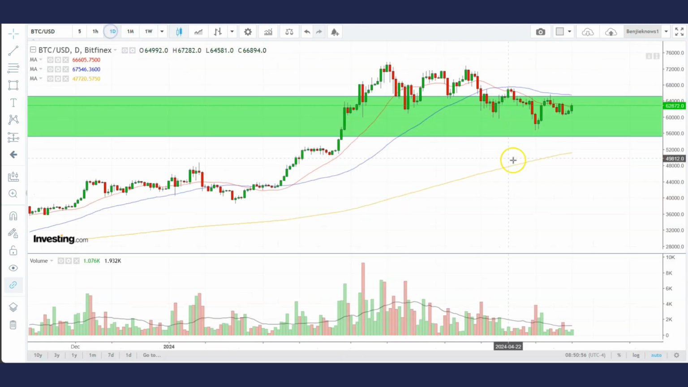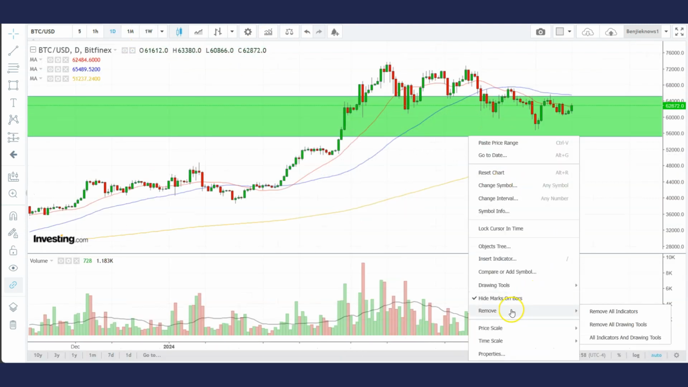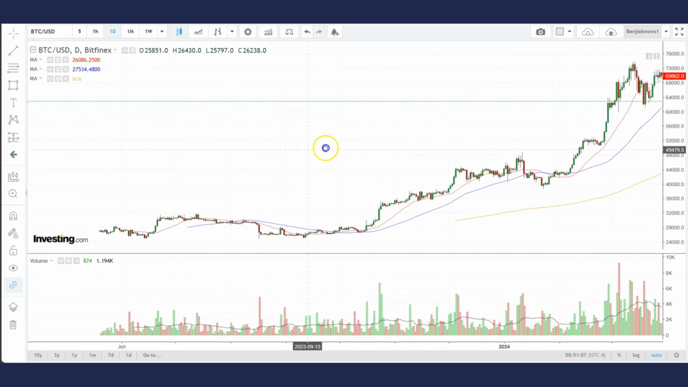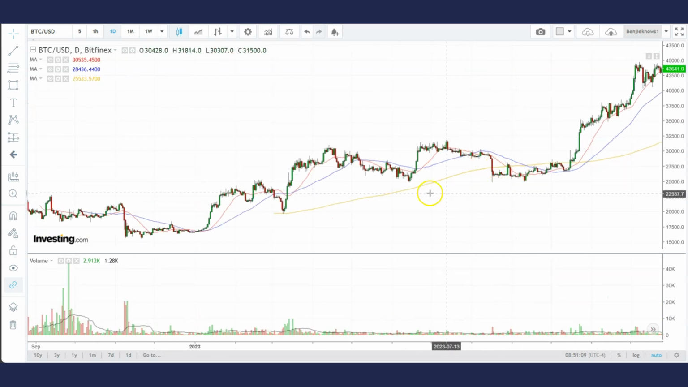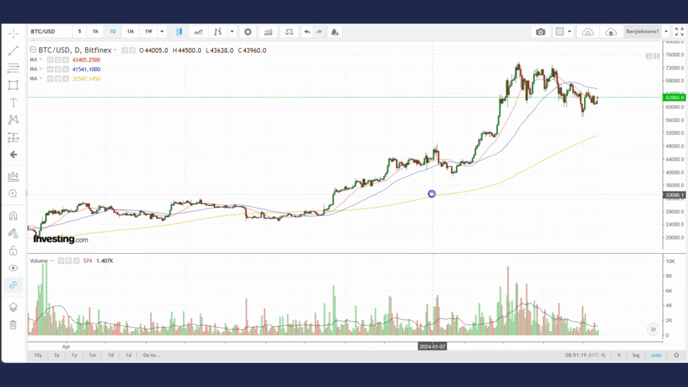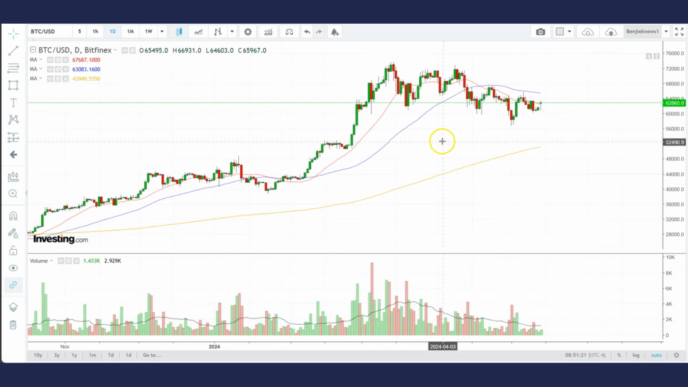If we look at the daily chart, alright, you should continue to be bullish on Bitcoin long term because it's still above the 200 MA, and you can see that Bitcoin has been above the 200 MA for quite a long time, only with some drops below it, but the 200 MA is rising, and that is why you should be bullish on it long term.